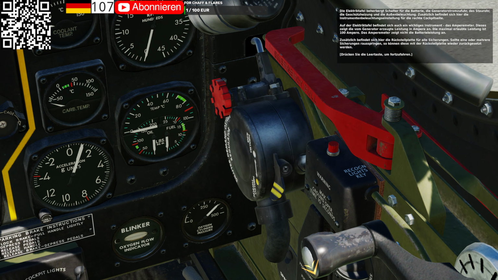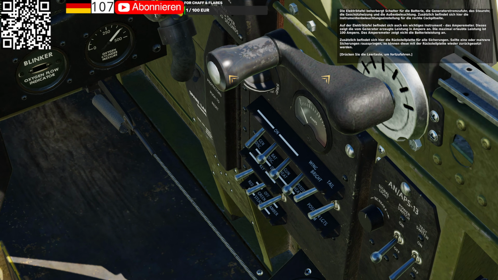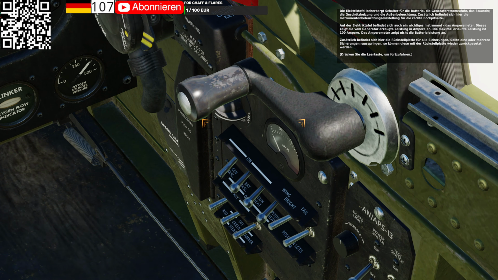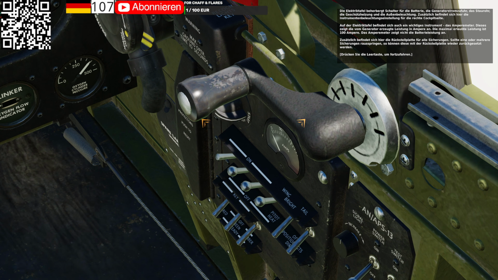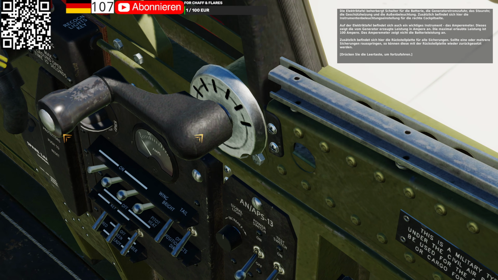The electrical control panel includes switches for battery and generator power, pitot tube and gun heaters, and external lighting. In addition, the right-hand fluorescent light rheostat switch controls the backlighting for instruments on the right side of the cockpit. The electrical control panel also includes an important indicator, the ammeter. This shows current output of the generator in amperes. Maximum permissible output is 100 amperes. The ammeter does not show battery current.